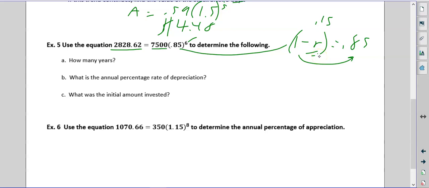Because if you subtract 1, you get negative 0.15. Divide by -1, you get 0.15. So how many years? 6. The annual percentage of depreciation is 0.15. Be careful. Again, it's not 0.85. That's the factor after you subtracted the 15%. Initial amount, $7,500.